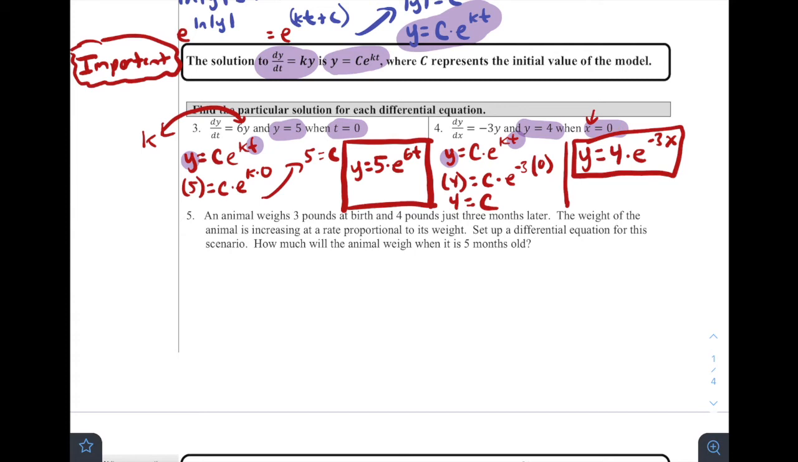All right, problem number 5. An animal weighs 3 pounds at birth and 4 pounds just 3 months later. The weight of the animal is increasing at a rate proportional to its weight. Set up a differential equation for this scenario. How much will the animal weigh when it's 5 months old?